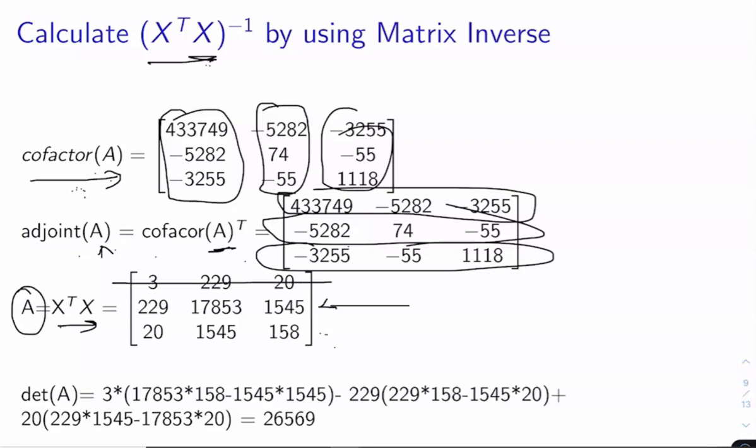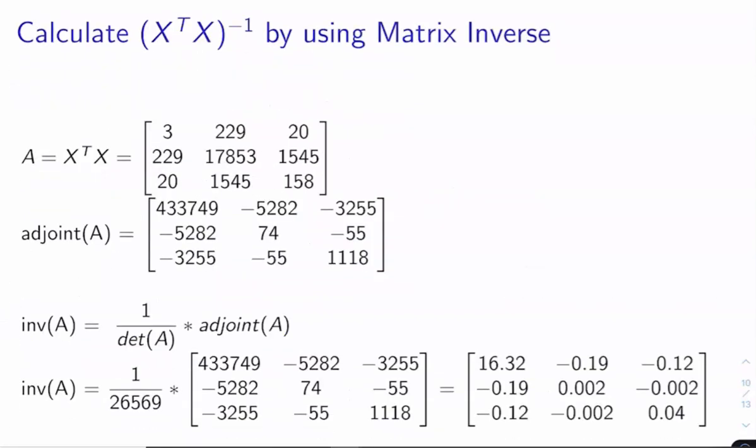For the first element, multiply 3 by the result after eliminating its row and column, which is 17,853 and 158, and subtract from it 1545 times 1545. The determinant value for the given matrix A, that is XᵀX, is 26,565. Now you can calculate the inverse of the matrix in this way.